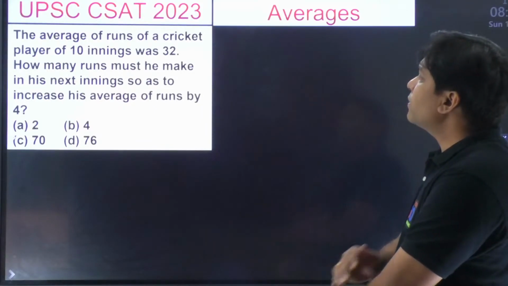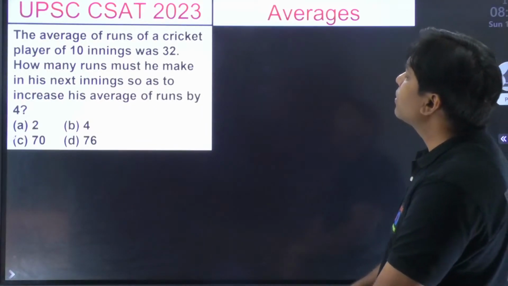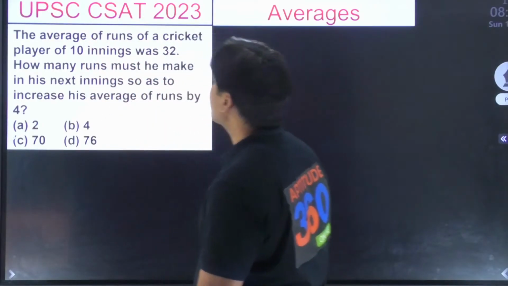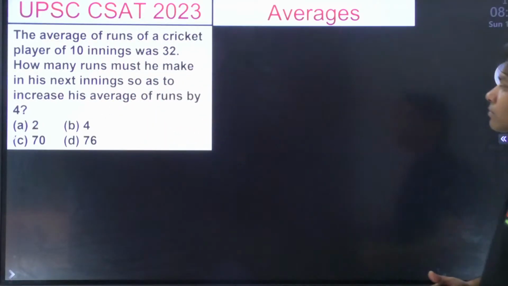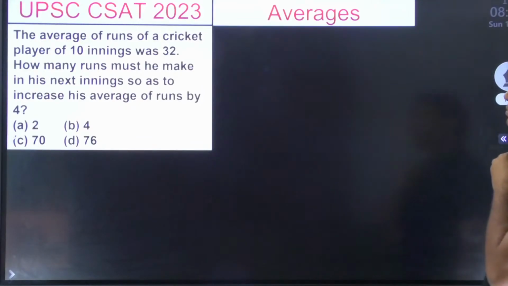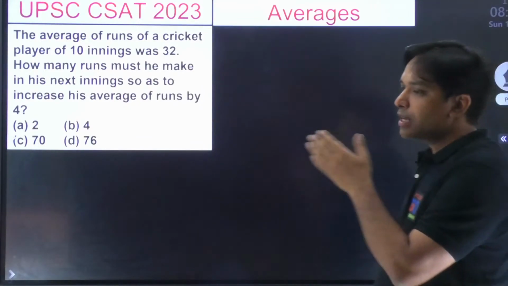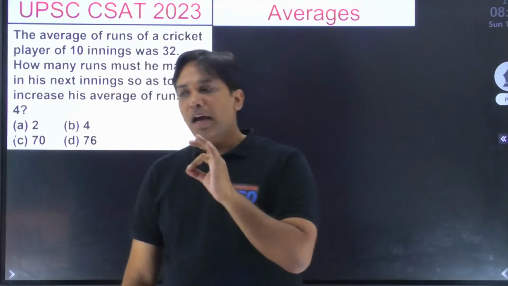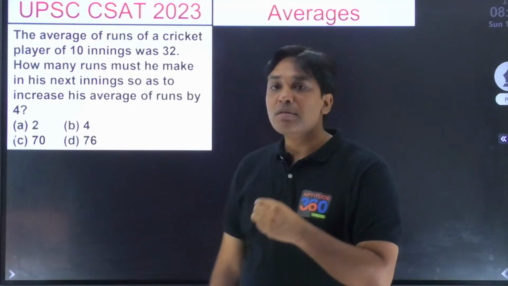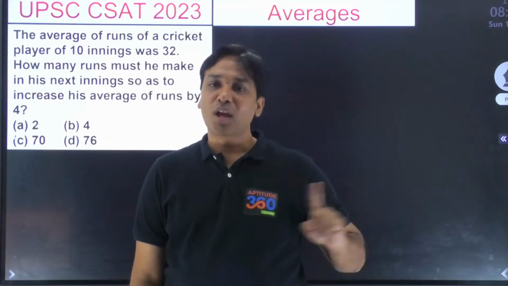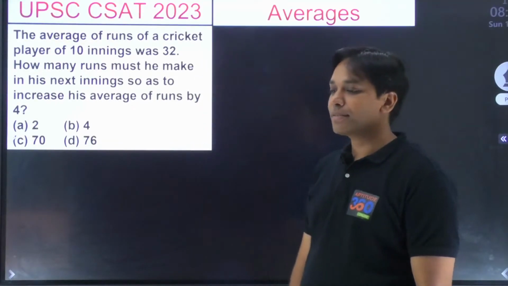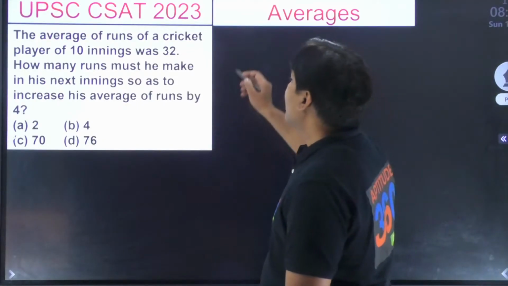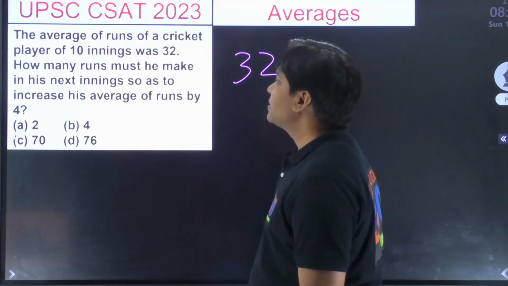The average runs of a cricket player of 10 innings was 32. What is the answer? So Vishal, Muskan, Rohan are getting the answer. If you solve this problem by using my method, one-liner, only one line, nothing else, nothing more. So Prisha is getting the answer. Brother, the average was 32, right?